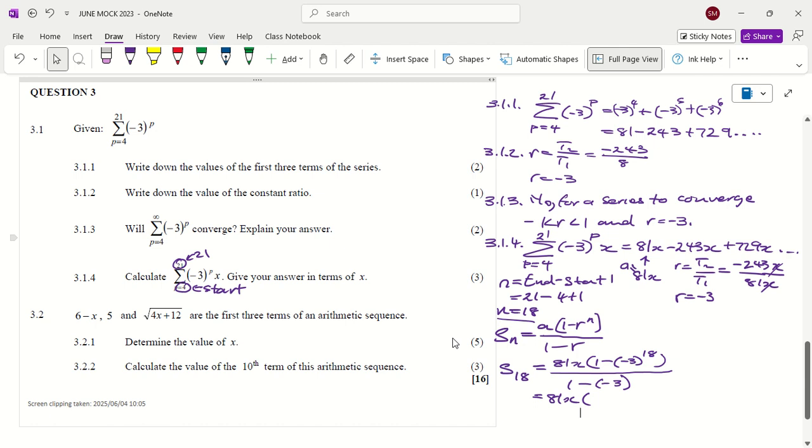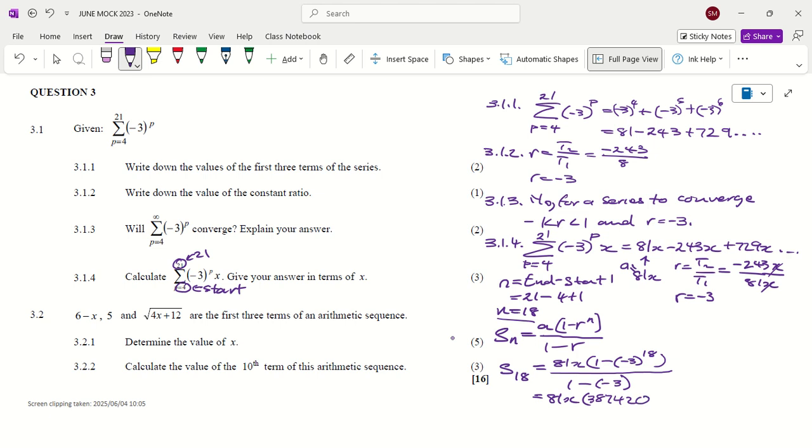Okay, sharp. What is the answer? 3, 8, 7, 4, 2, 0, 4, 8, 8. So it's negative, right? Okay. And then now this is divided by 4, right?